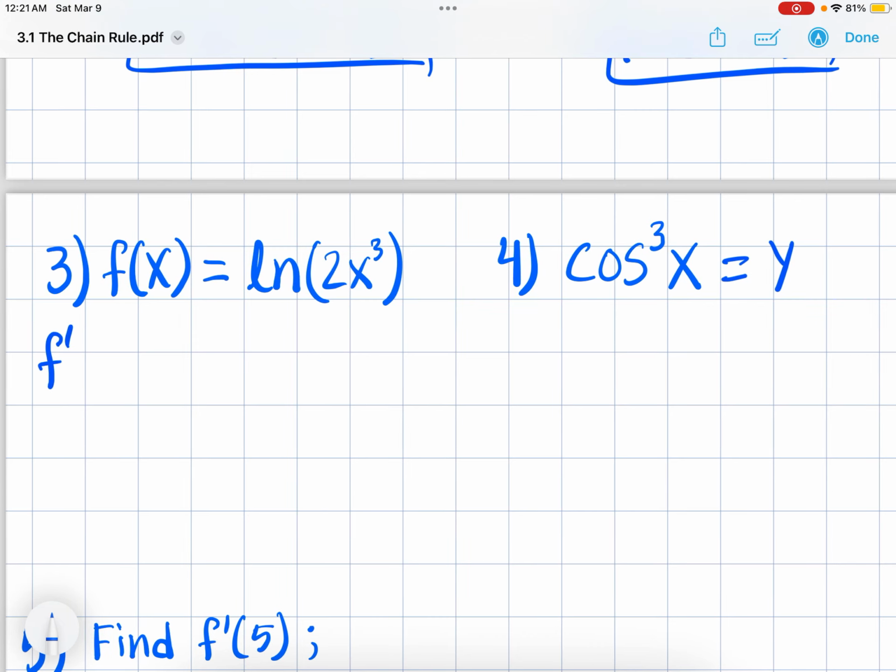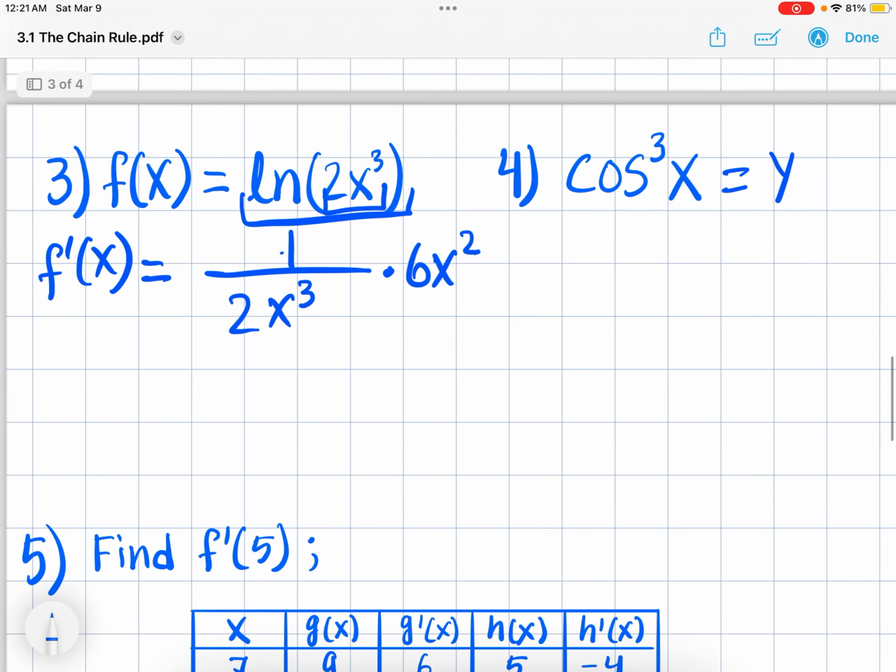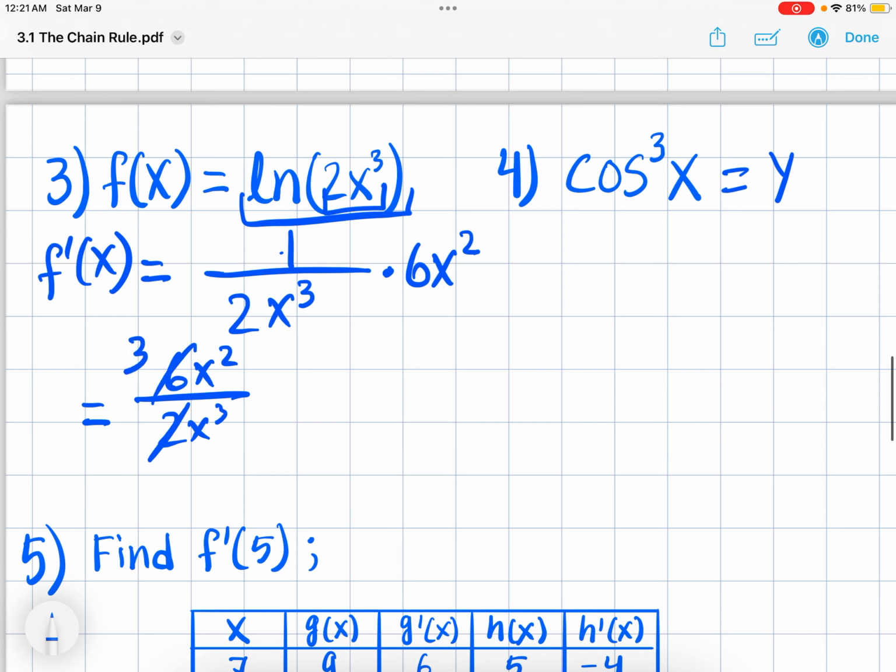Let's do f prime of x, which is equal to the derivative of the outer, which is 1 over 2x cubed, times the derivative of the inside, which is 6x squared, which is gonna give us 6x squared over 2x cubed. That's a 3, that's an x, so it should be 3 over x.